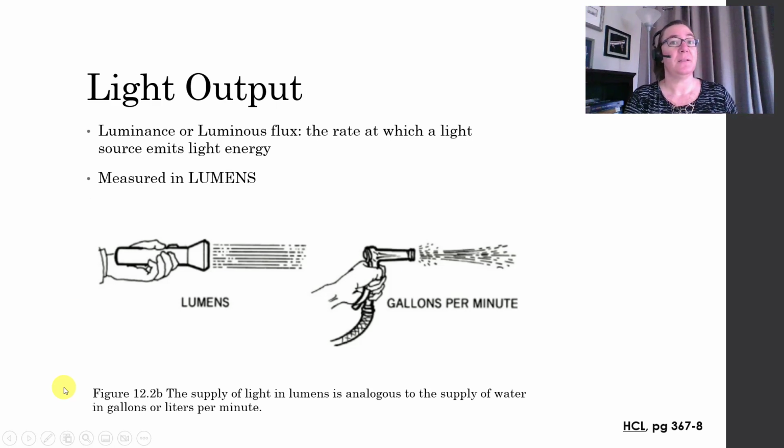All right, and this is defined as luminance, or sometimes you'll hear it said as luminous flux. It's the rate at which a light source emits light energy, and we measure this in lumens. The supply of light in lumens, as this flashlight is emitting lumens, is similar to the supply in water in gallons per minute. So the flashlight is emitting in lumens, and the hose here is emitting water in gallons per minute. How much is pouring out?